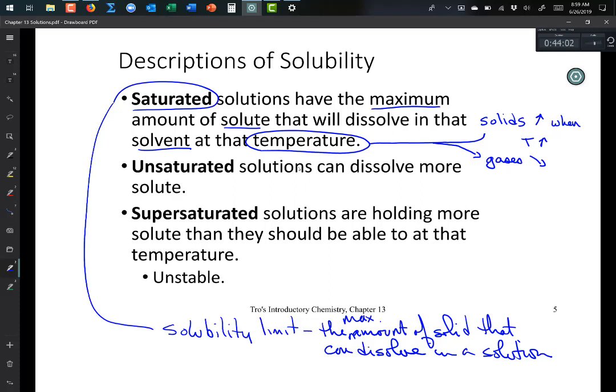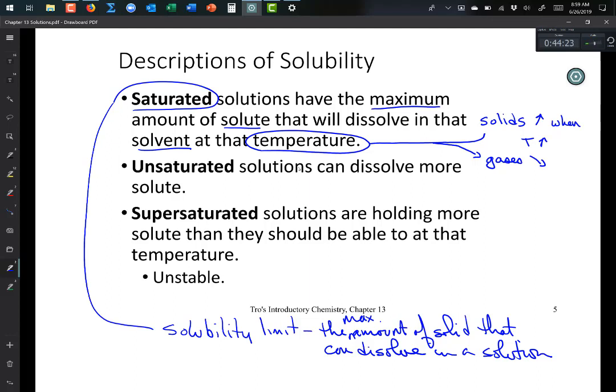What? Does that not make sense? That should sound wrong to you guys. Because I just said saturated is the maximum, unsaturated is below the maximum, and supersaturated is above the maximum. How do you get above the maximum, right? Does that make sense? You have to heat it up first.